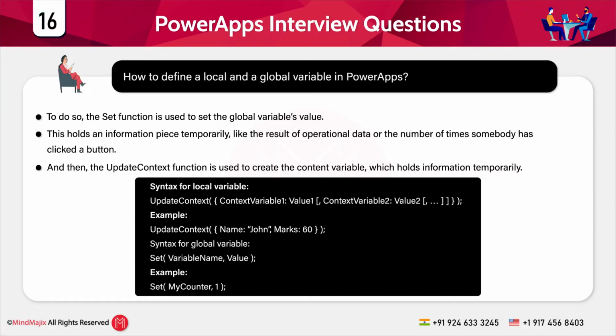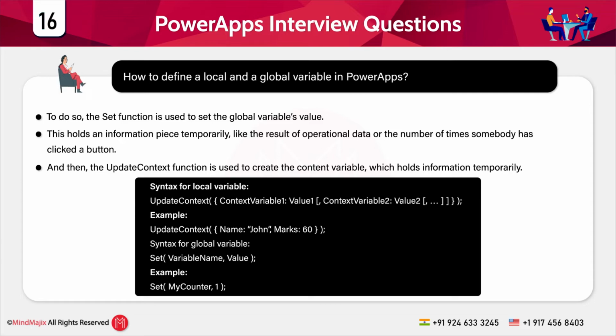Okay, first you have to write update context, and then in brackets you have to mention this is the round bracket and this is the curly bracket. Okay, so in curly braces you have to mention the context variable and the variable value. So this is the syntax that you must follow to create a local variable.